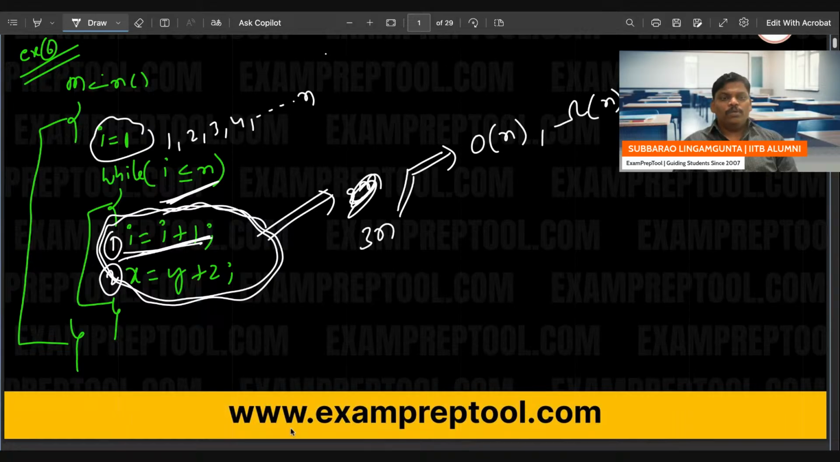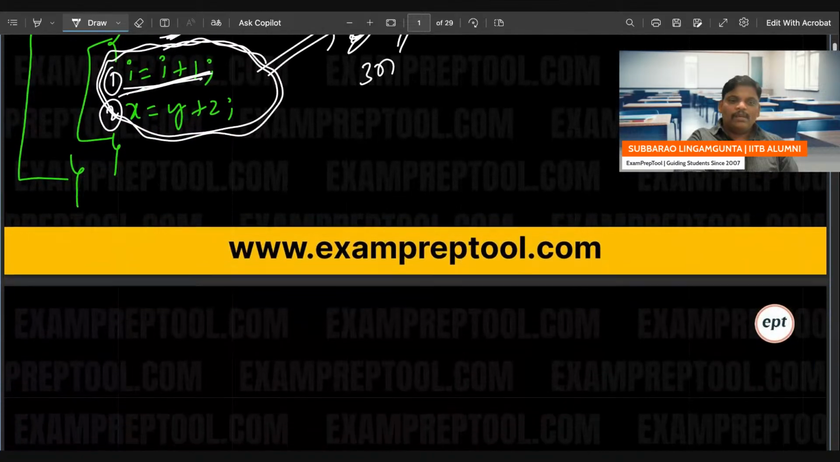Whenever this while loop is going on, every time 3 operations are running: the condition i less than or equal to n is checked, i is equal to i plus 1, and x is equal to y plus z. Like that n times. So 3n, which is nothing but order of n, omega of n, theta of n. Everyone knows this, right? Someone mentioned the answer is big O of n. True.